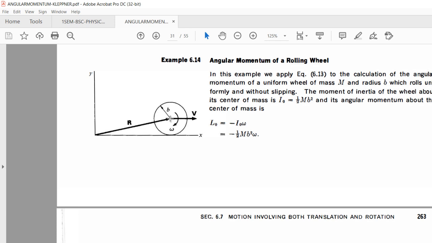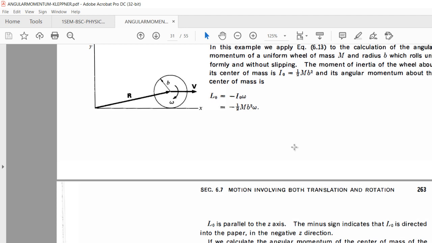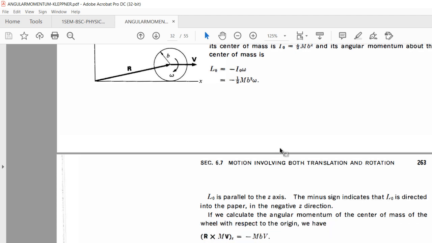As we studied in the last class, the angular momentum about the center of mass is given by I0 omega, where I0 is the moment of inertia about the center of mass and omega is the angular velocity. So it is minus m b square by 2 into omega, since it is in the opposite direction. The angular momentum L0 is parallel to the z axis, and the minus sign indicates that it is opposite to the positive z direction.